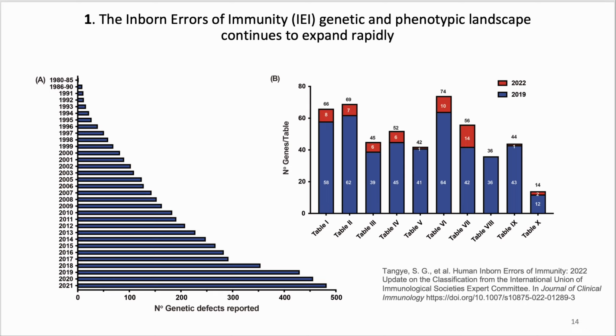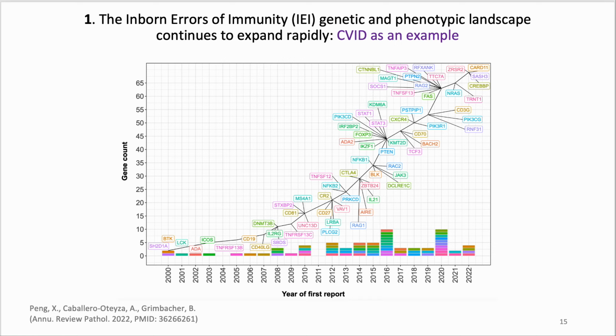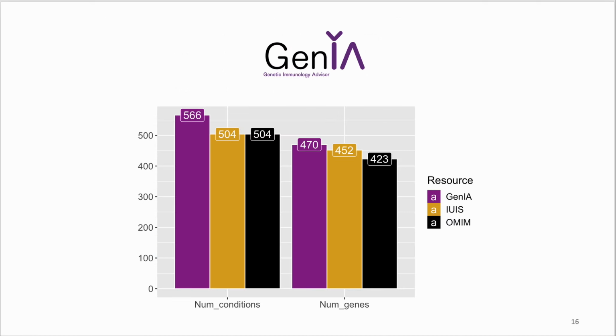I don't think I need to tell this audience that the inborn errors of immunity, genotypic and phenotypic landscape continues to expand so rapidly. Using just monogenic forms of CVID as an example, we can see that there's an incredible number of genes that continue to be associated with this quite heterogeneous clinical condition. And we are finding this to be true for many other clinical diagnoses as more and more patients receive upfront next-generation sequencing. So GenIA really aims to try to keep up with this burgeoning pace of discovery in a manner that may be more specific to immunology than a database like OMIM, and more routinely paced than a publication such as the IUIS classification.